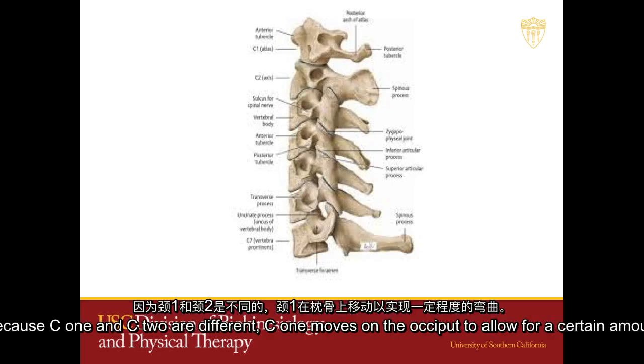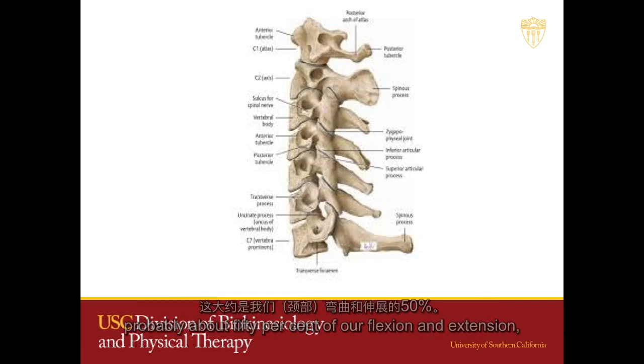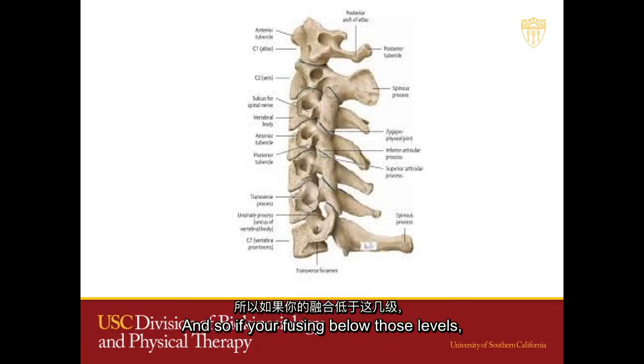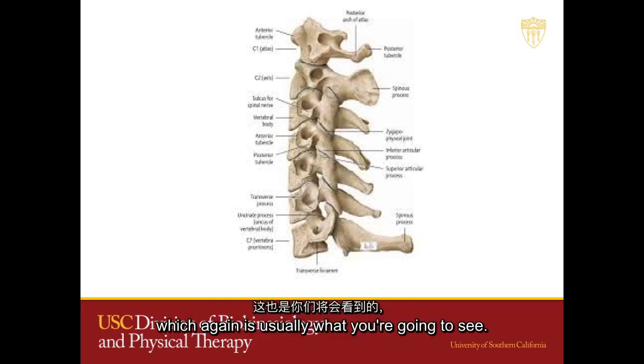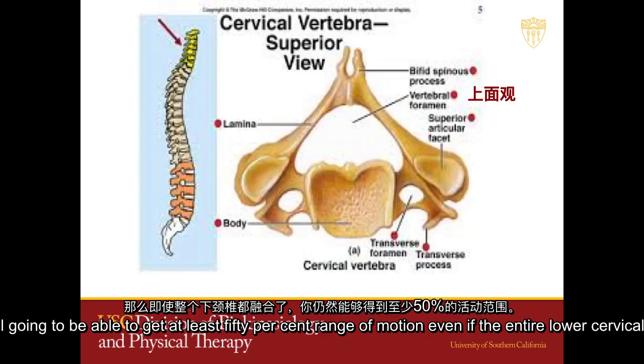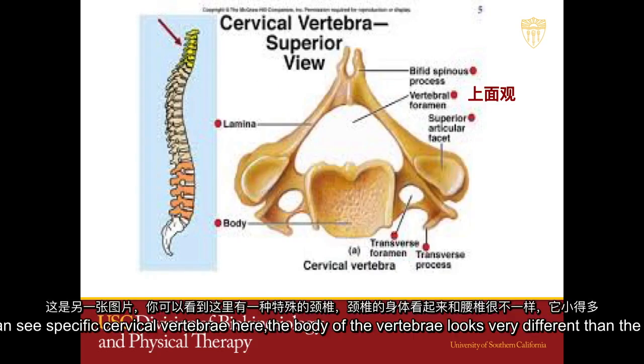And again, because C1 and C2 are different, C1 moves on the occiput to allow for a certain amount of flexion, probably about 50% of our flexion and extension. And C1 moves on C2 to allow about 50% of our rotation. And so if you're fusing below those levels, which again is usually what you're going to see, then you're still going to be able to get at least 50% range of motion, even if the entire lower cervical spine is fused. So again, just another picture, you can see specific cervical vertebrae here.